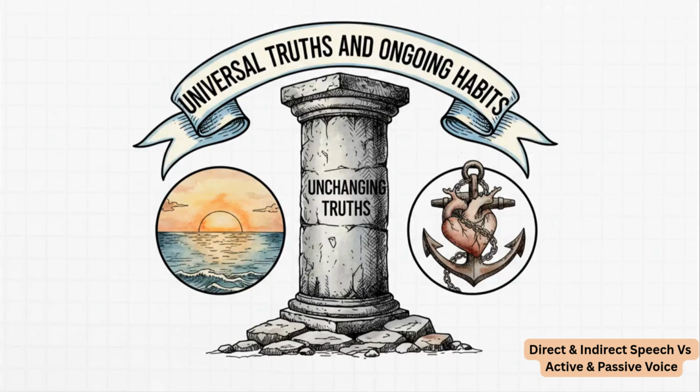However, here is an absolutely crucial point. There is always an exception. If someone states a universal truth, like the sun sets in the west, or an ongoing habit, like I love my parents, the tense stays exactly the same in reported speech. Why? Because the fact is still true right now. The sun hasn't changed its behavior, and that love for the parents is still ongoing. You wouldn't backshift it to the past because that would imply it's no longer true, which just wouldn't make sense.